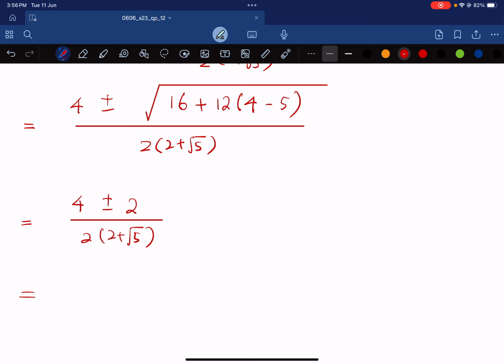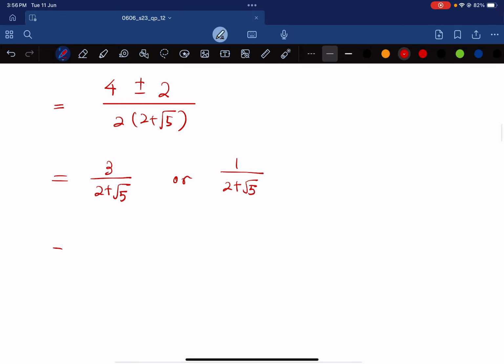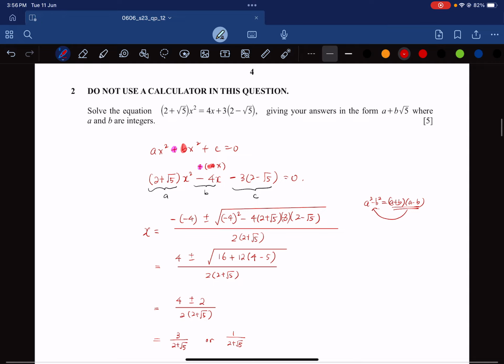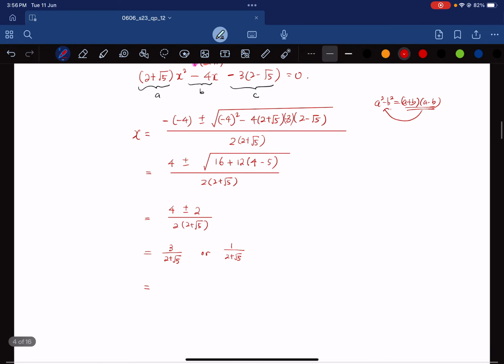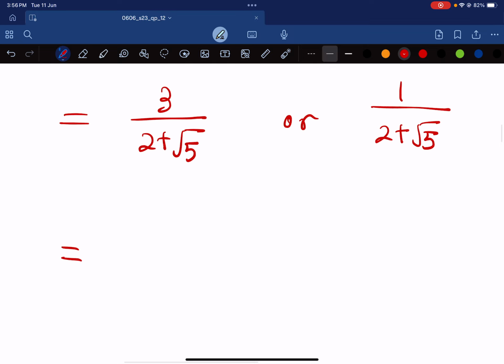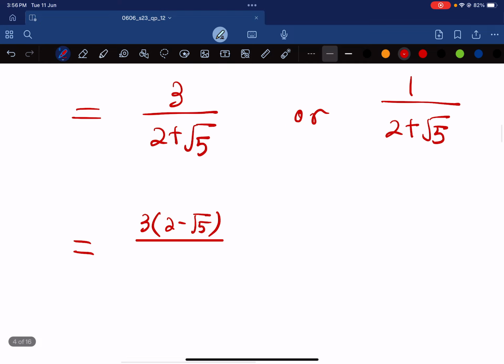6 divided by 2 is 3 over 2 plus square root 5, or 4 minus 2, 2 divided by 2 is 1 over 2 plus square root 5. And then this is the form required by the question, which means that we need to rationalize our denominator by multiplying the conjugate of the denominator at the top and the bottom.